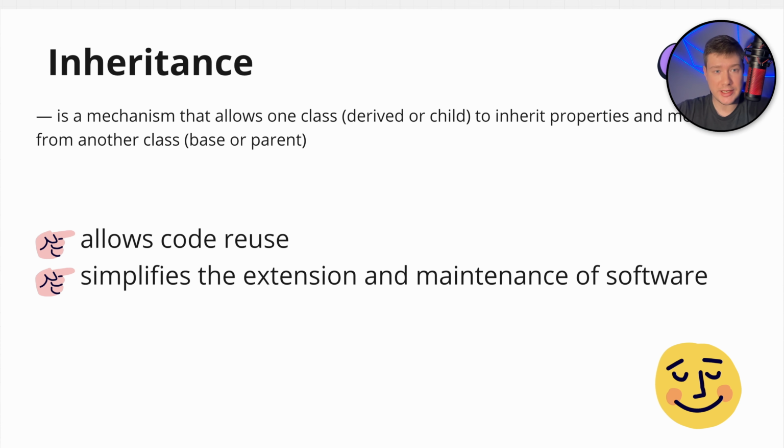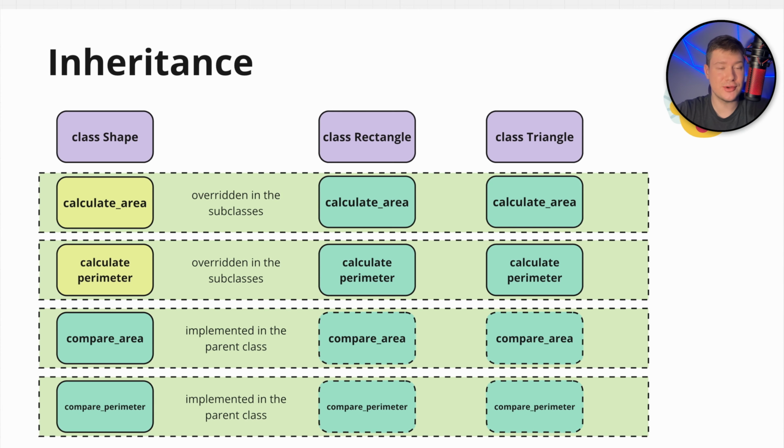Number 2, inheritance. This is a mechanism that allows one class, derived or child, to inherit properties and methods from another class, base or parent. And why do we need inheritance? Because it allows us to reuse our code base and simplifies the extension and maintenance of our software. Let's have a look at our diagram.